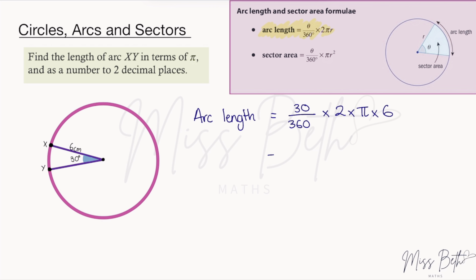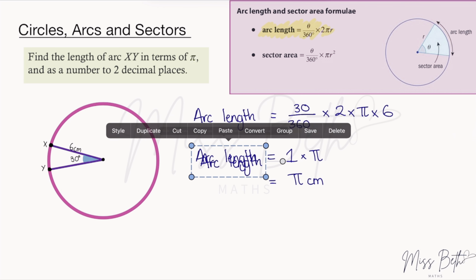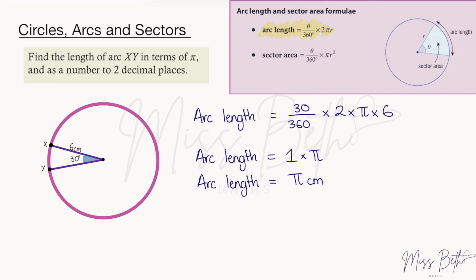So to leave this in terms of pi, first of all, I would have 1/12 multiplied by 2 multiplied by 6, which gives me 1. So it would be 1 multiplied by pi, therefore just pi centimeters for the arc length. Let me just duplicate this a couple of times just for our working. And then it wants me to convert this to a decimal.